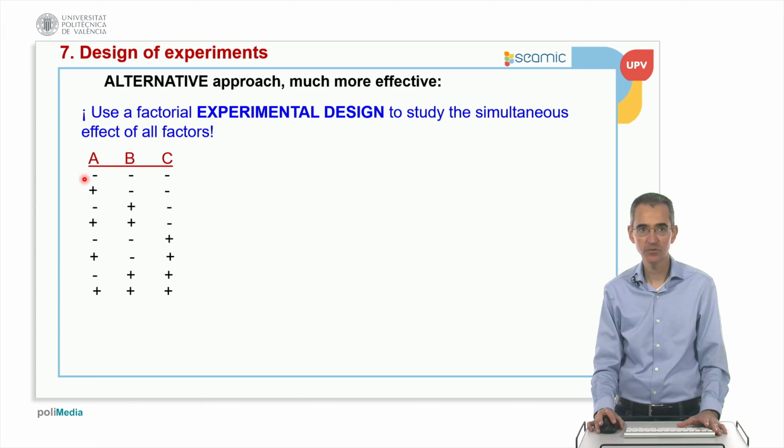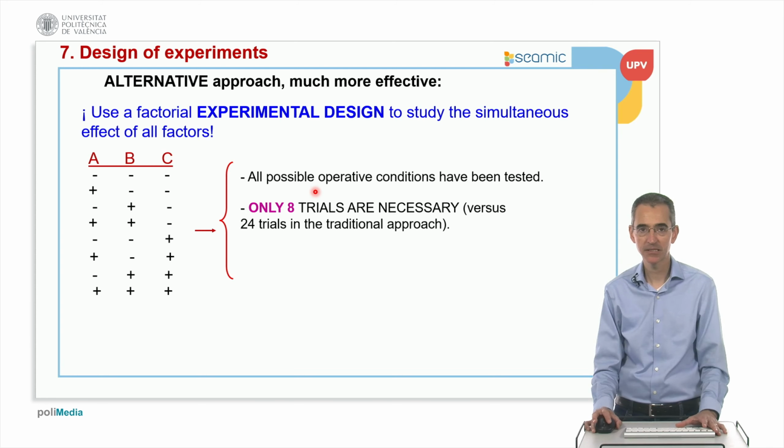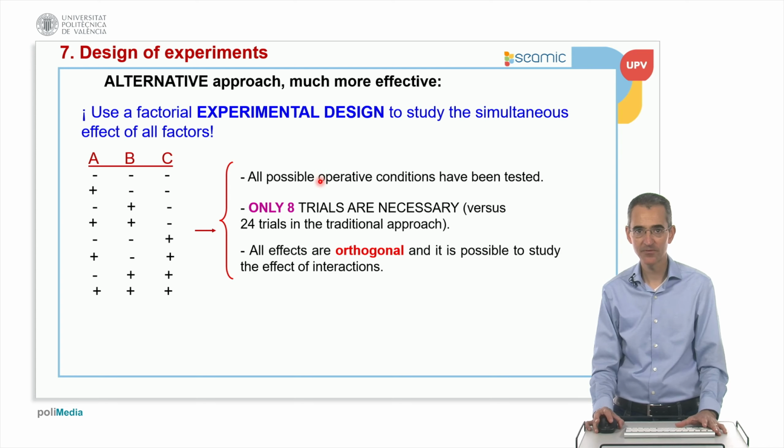The best option would be to test A at lower level and higher level, so minus plus, B the same, minus plus, and C. In this case, the 8 different combinations are tested, and all the possible combinations have been tested in this experiment. Only 8 trials are necessary compared with the 4 trials in the traditional approach. So this approach is much more effective.